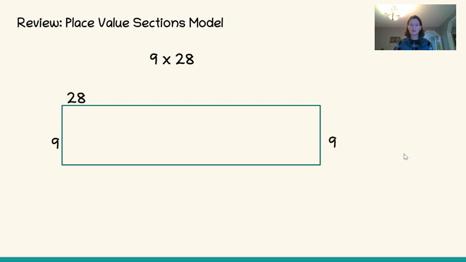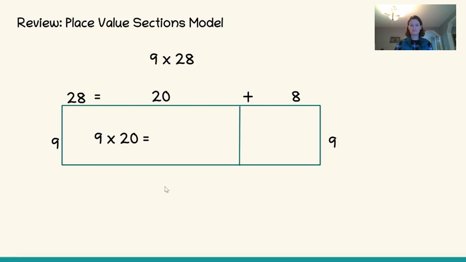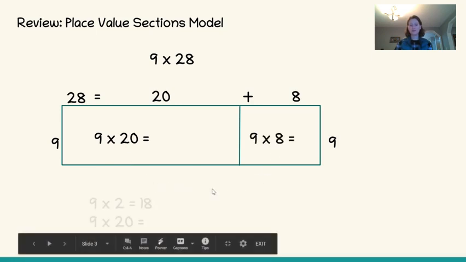So we have our rectangle. We have 28 and 9. Remember, we put 9 on both sides just to help us with both rectangles. And 28 is split into 20 for the 10s and 8 for the 1s. And we solve each rectangle: 9 times 20, and 9 times 8 in the 1s rectangle.